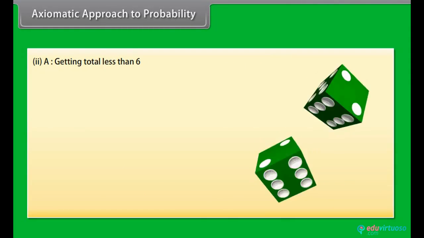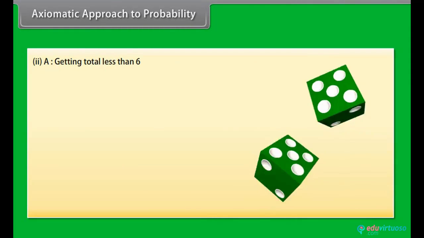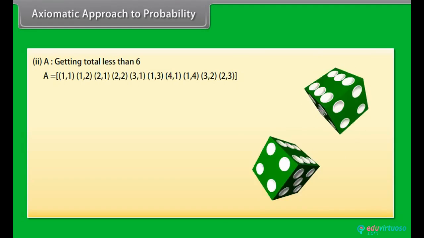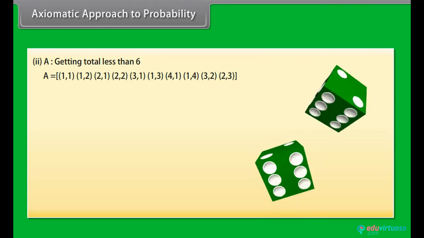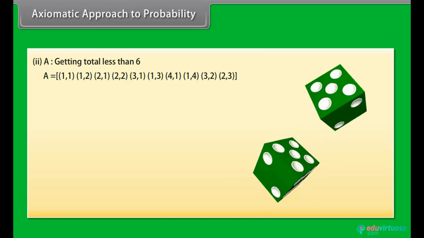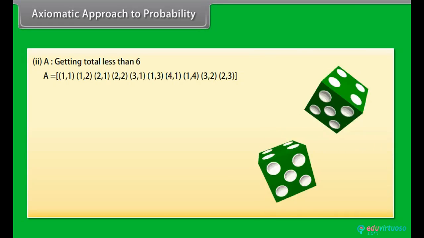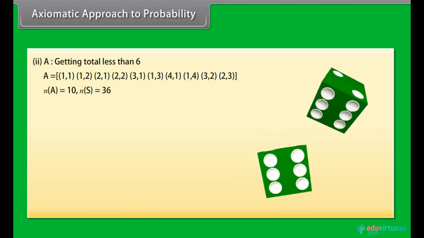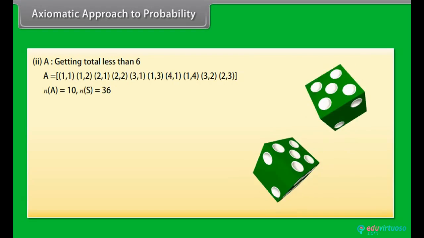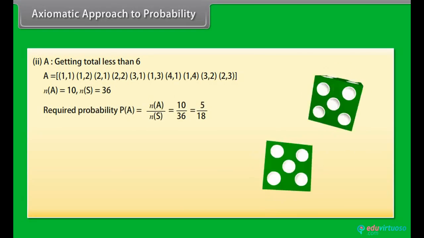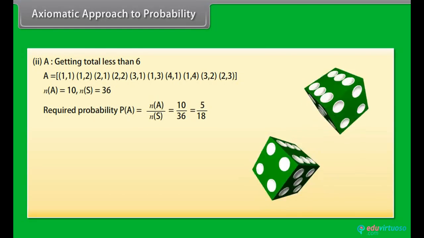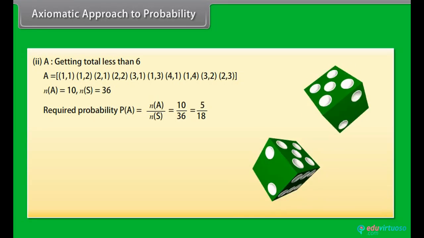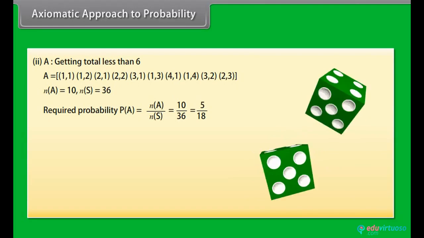2. A. Getting total less than 6. A is equal to (1,1), (1,2), (2,1), (2,2), (3,1), (1,3), (4,1), (1,4), (3,2), (2,3). NA is equal to 10. NS is equal to 36. Required probability PA is equal to NA by NS is equal to 10 by 36 is equal to 5 by 18.